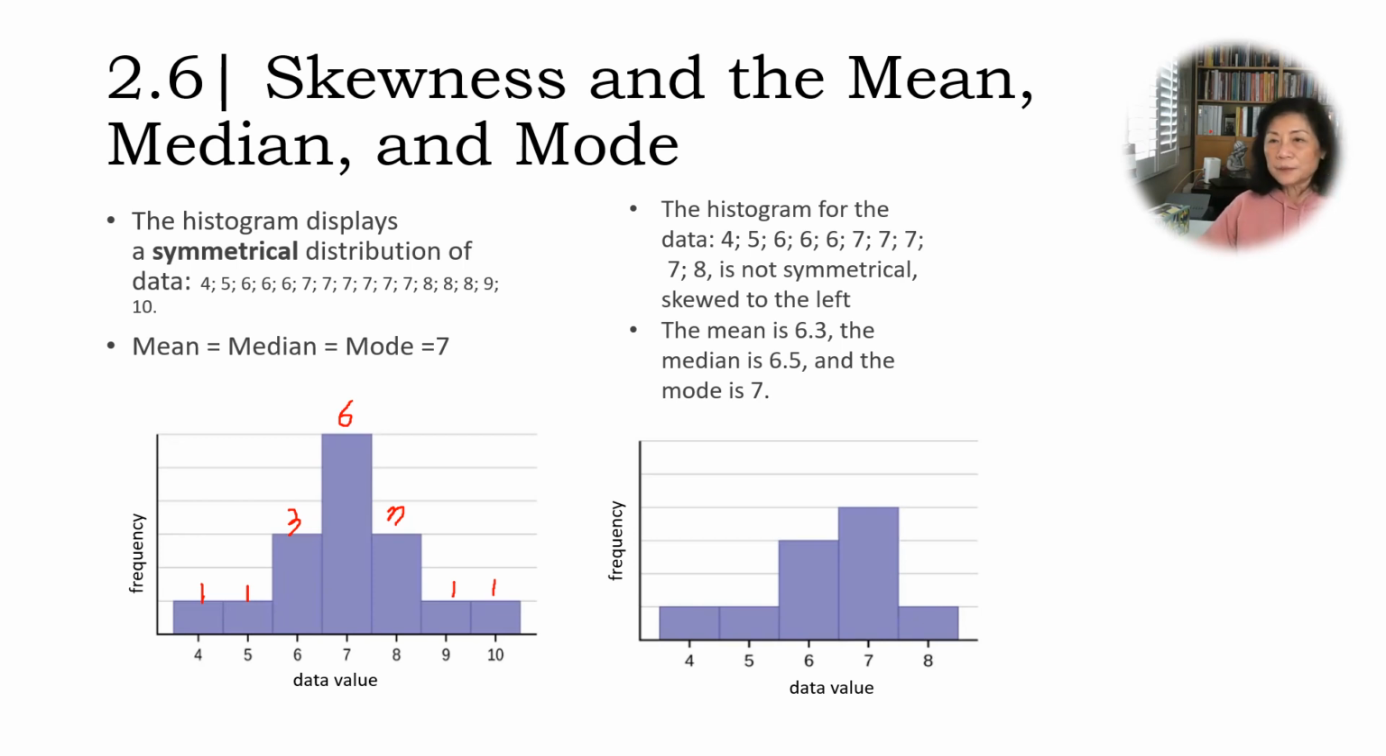Now, look at the graph on the right-hand side. It's still a histogram for the data from 4 to 8 only. And you should notice, data 4, only once. And data 5, only once. Data 6, we have 3 times. Data 7, we have 1, 2, 3, 4, 4 times. And data 8, we only have once, right?